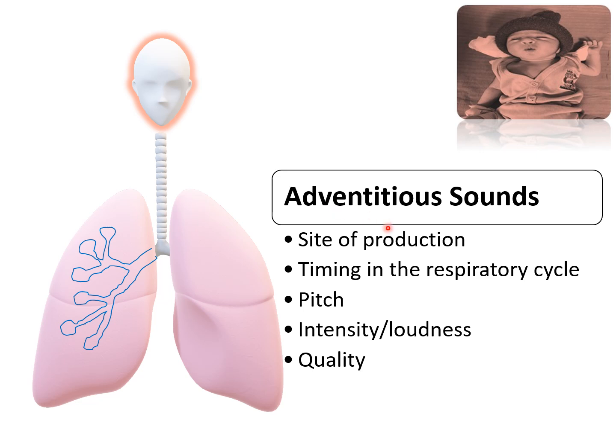We can differentiate the adventitious sounds on the basis of site of production, either at the level of the nose, pharynx, or from the larynx or trachea, or in the bronchus, bronchi or bronchioles, or in the alveoli. Then see the timing in the respiratory cycle, either during inspiration or expiration or in both. Then see whether it is a low pitch or high pitch sound. Then see the intensity, the loudness of the sound, and then check the quality of the sound. Is it musical or does it have another quality, such as metallic? So what is the quality of the sound?